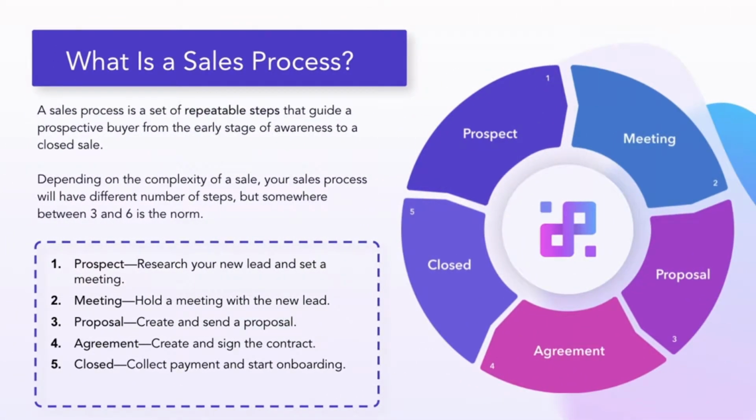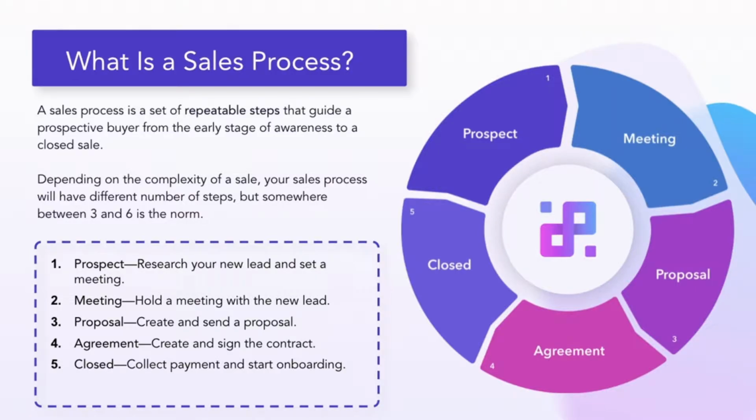A sales process is a set of repeatable steps or phases that guide a prospective buyer from the early stage of awareness to a closed sale. Depending on the complexity of the sale, there will be somewhere between 3 to 6 steps in the process, but since companies tend to adjust the entire system according to their needs, this number can definitely differ. Here at Infinity, we've created a 5-step process which you can use and adjust to your own company and clients. Let's quickly go through it.